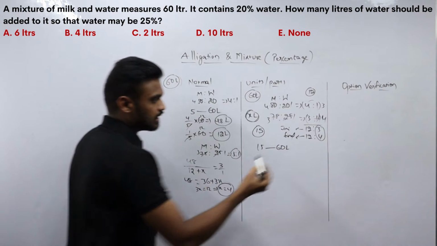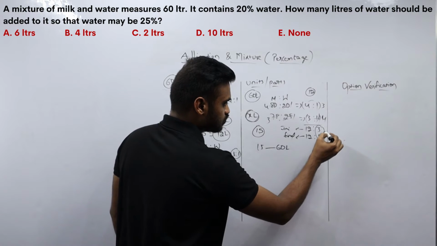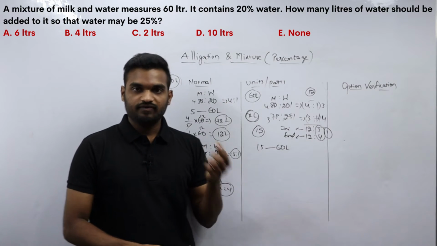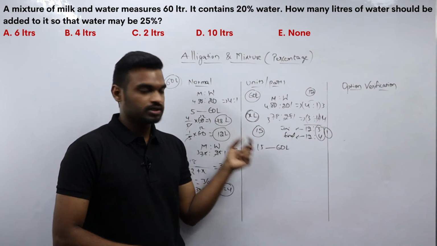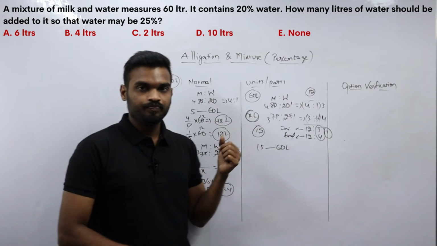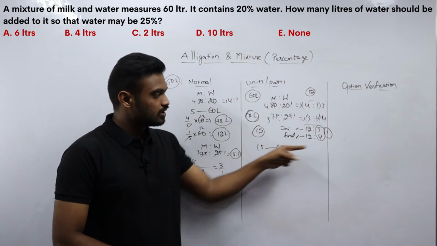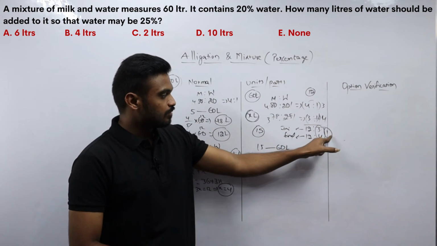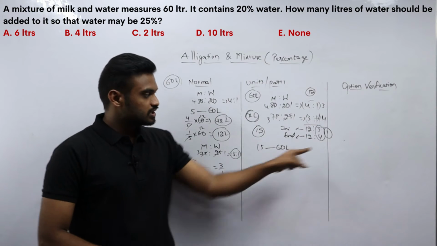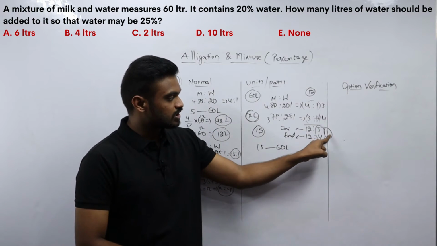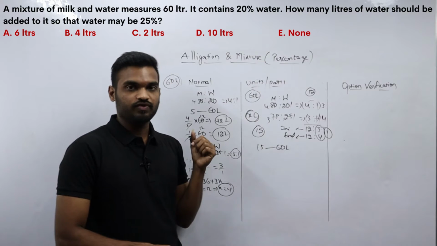Now what is the change here? That is 3 minus 4, that is only one part is changing in both the cases. After adding x liters of water, only one part is changing in the water in both cases. Now this one part is equal to x liters, right? This one part happened due to adding x liters of water. So this part is directly related to x liters of water.